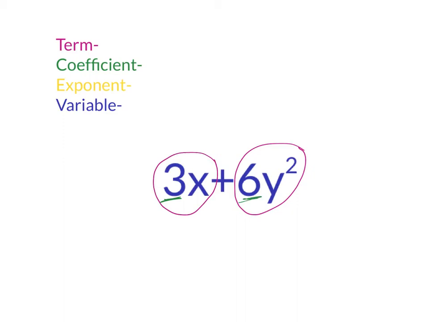An exponent is a number that tells us how many times we're multiplying a number or a variable by itself. We're not going to use that right now, but I just want you to know this little number up here, that's our exponent. And then, of course, our variable is our value that we don't know, usually represented by a letter. So those are the different vocabulary words we need to know for this. We'll move on to actually doing some combining like terms.